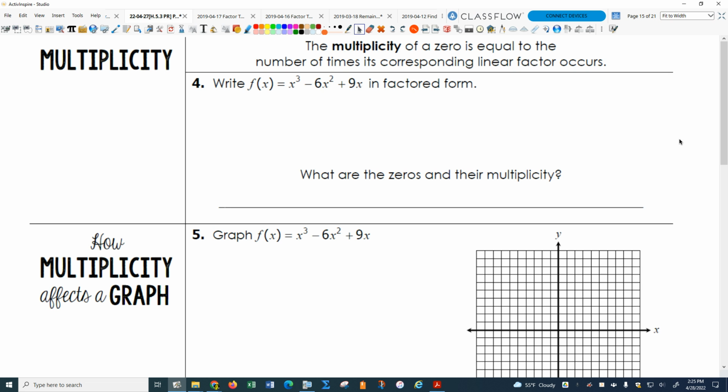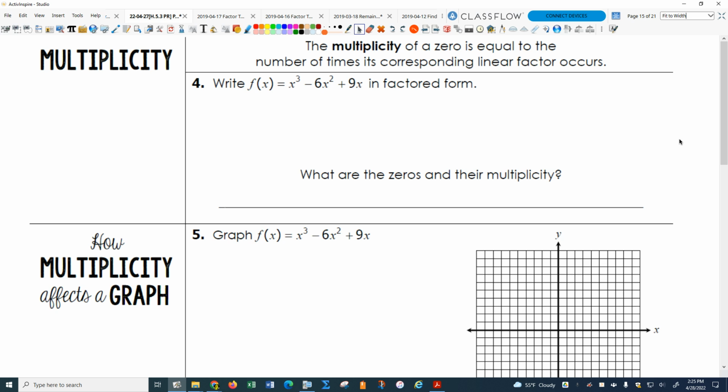Okay, so the multiplicity of a 0 is equal to the number of times that its corresponding factor occurs. So what does that mean? Like if we were to take this polynomial up here, now this is a cubic polynomial, but we could factor this. We're going to get into some polynomials really soon that we don't yet know how to factor. We're going to have to learn a couple new techniques for factoring polynomials that we haven't learned. This one we can do though.